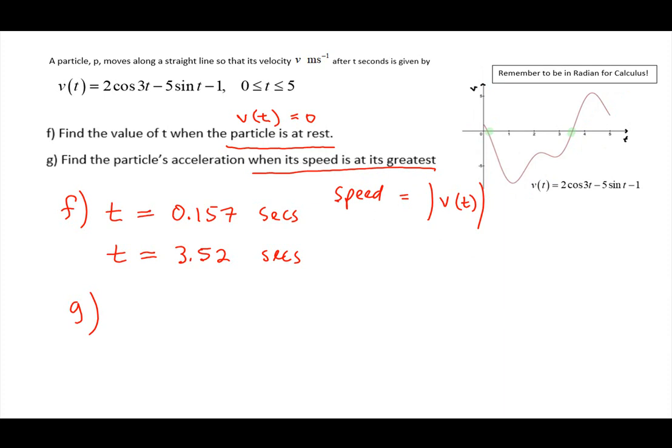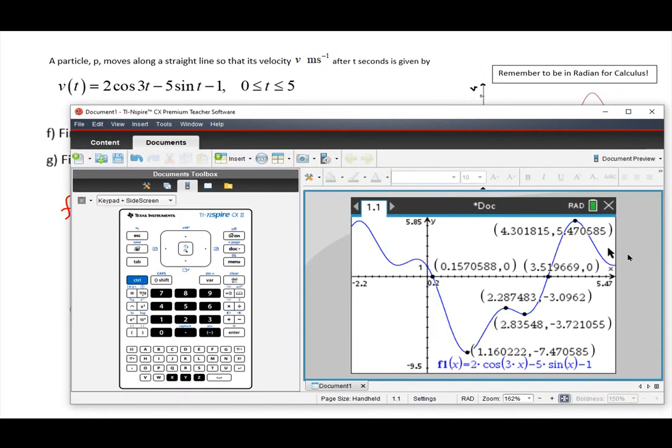If I go back to my graph, the highest point was 5.47. The lowest point was negative 7.47. The fact that this is negative doesn't matter because we're going to take the absolute value. So what's the biggest y value, ignoring positives and negatives? It's this 7.47.